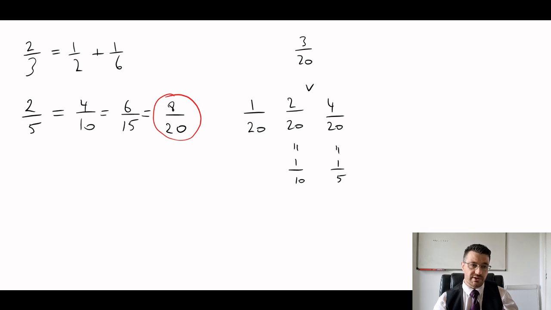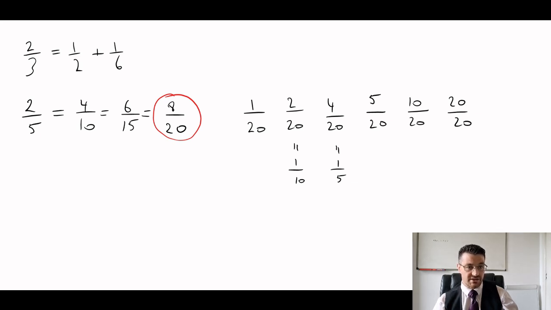So basically what I'm looking for here is something over 20 where the numerator is a factor of the denominator. So 5/20, 10/20, and of course 20/20. Now I'm probably not going to be interested in 20/20, so I can get rid of that one.